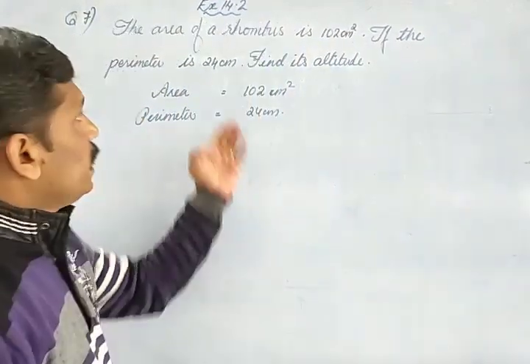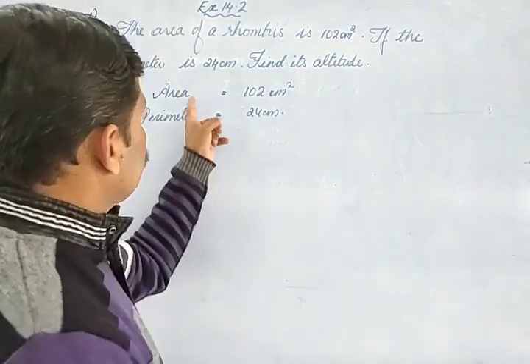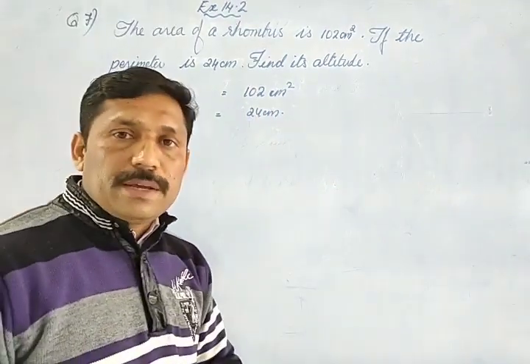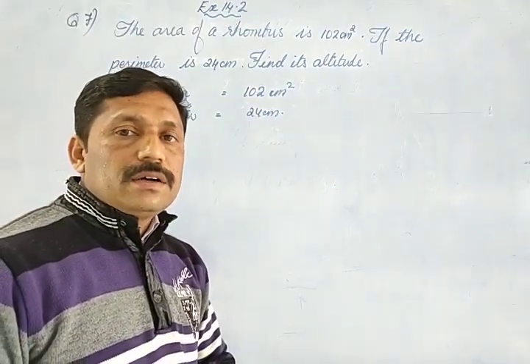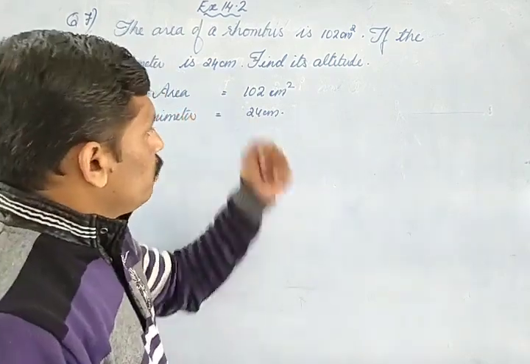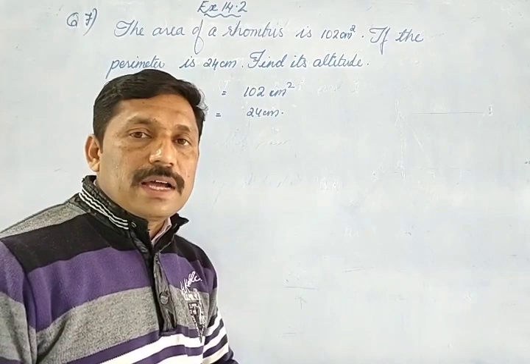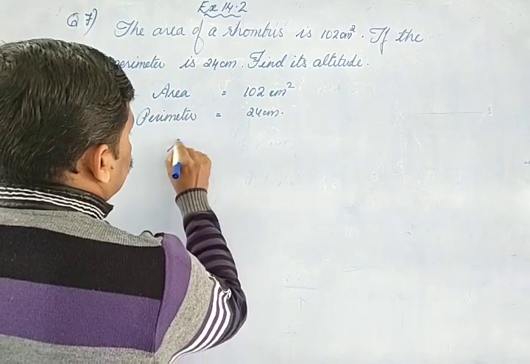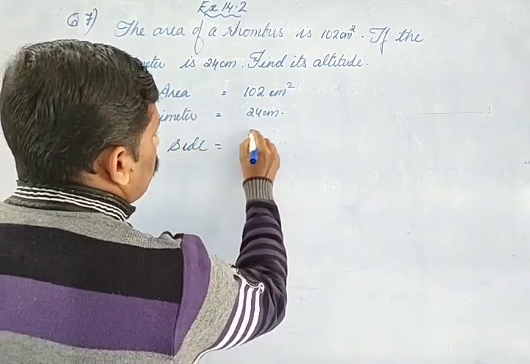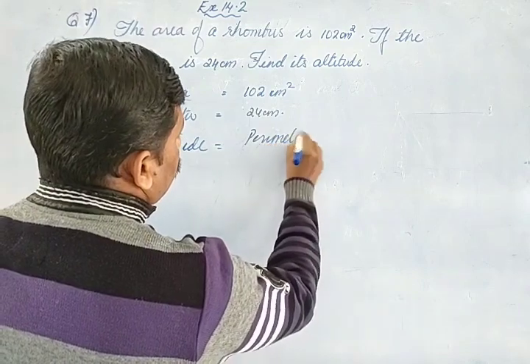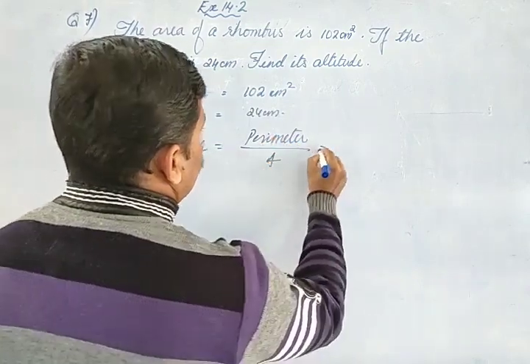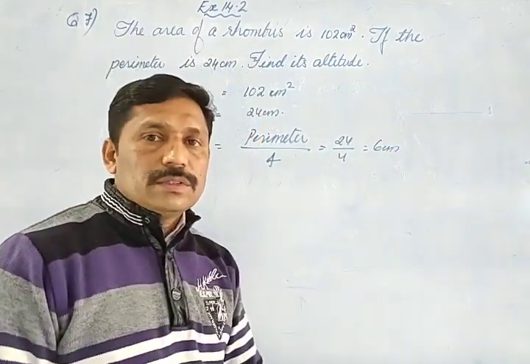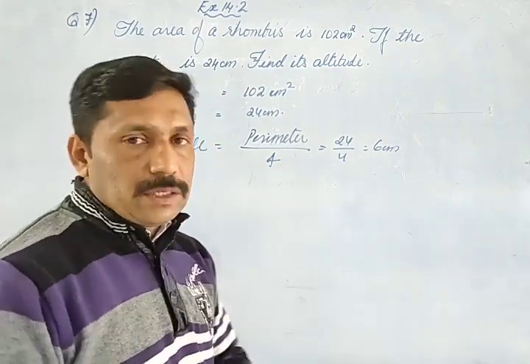So listen, the area of a rhombus is 102 centimeter square, and the perimeter is given, 24 centimeter. All sides of a rhombus are equal. Therefore, if we divide this perimeter by 4, we get the length of one side. So side is equal to perimeter divided by 4. That means 24 divided by 4 is equal to 6 centimeter. So the side is equal to 6 centimeter. The side is equal to base.